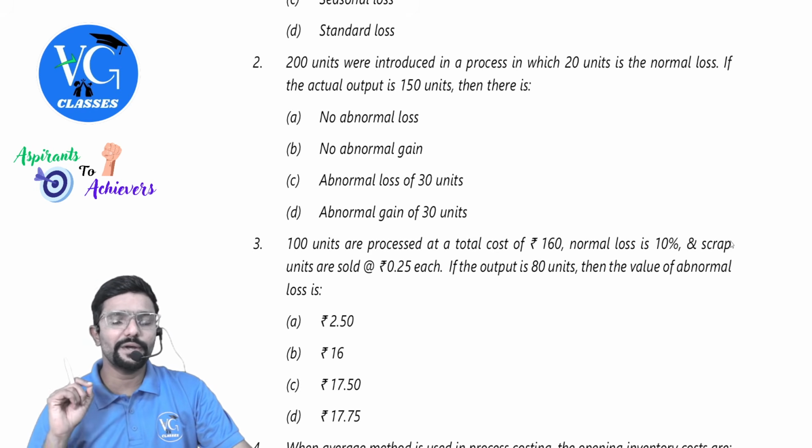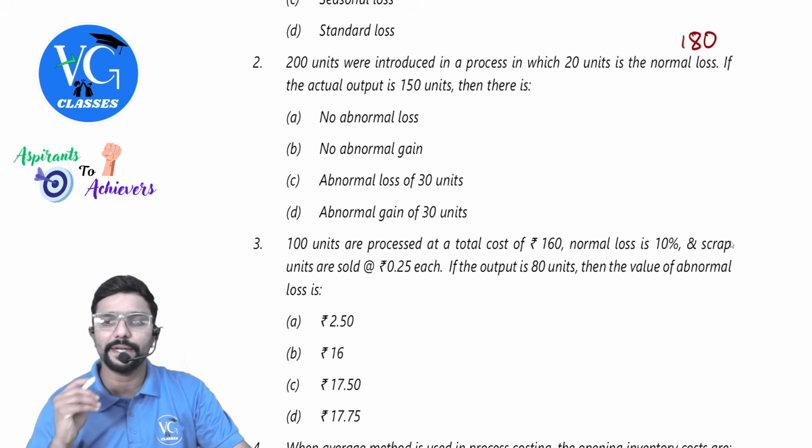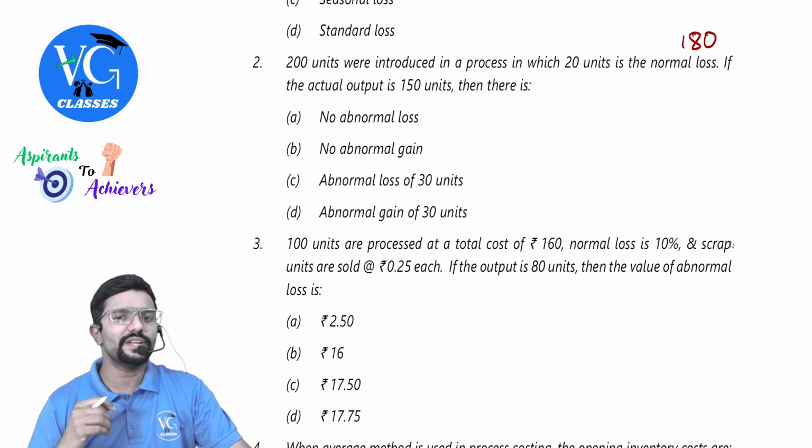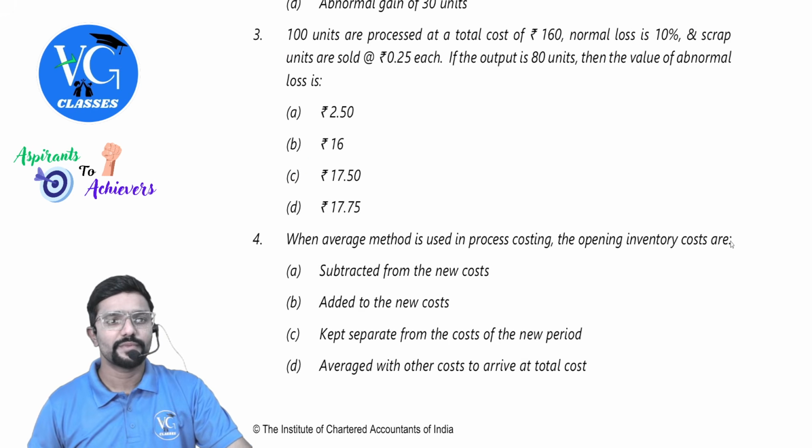Second one, 200 units were introduced in a process in which 20 units is a normal loss. That means expected good units is how much? 180. If the actual output is 150, then there is an abnormal loss of how much? 30. Very good. Abnormal loss of 30 units.